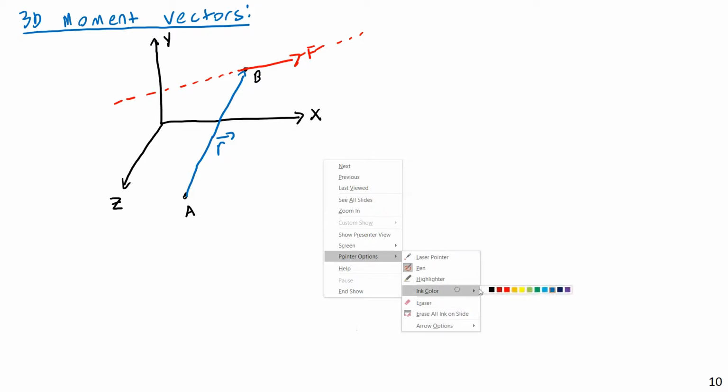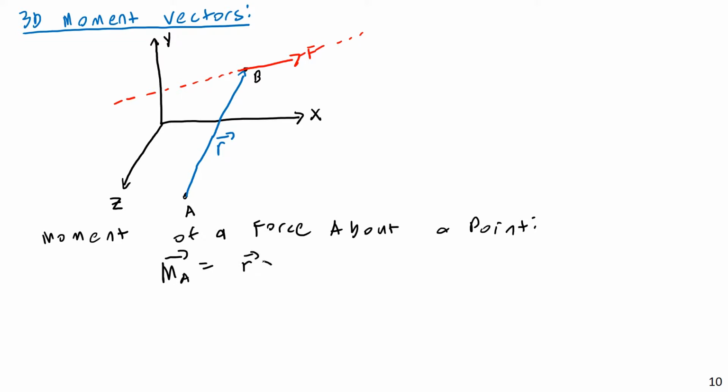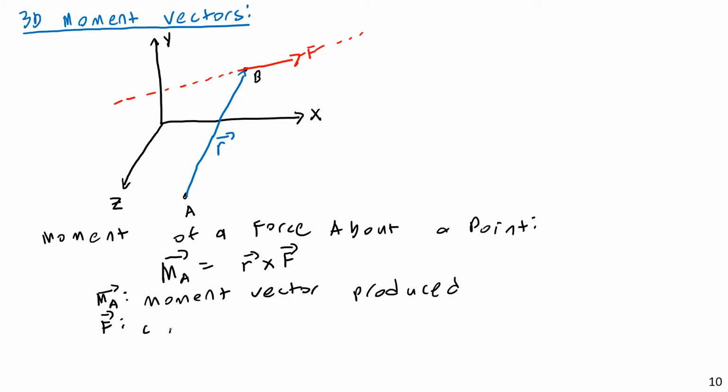Now, the moment of a force about a point in vector form is relatively straightforward. The moment about A, vector, is equal to r cross F. So it's simply the cross product of the displacement vector and the force vector. Now, I should give a note on each of these. M_A is the moment vector produced, and F is the Cartesian force vector, so the full force vector.